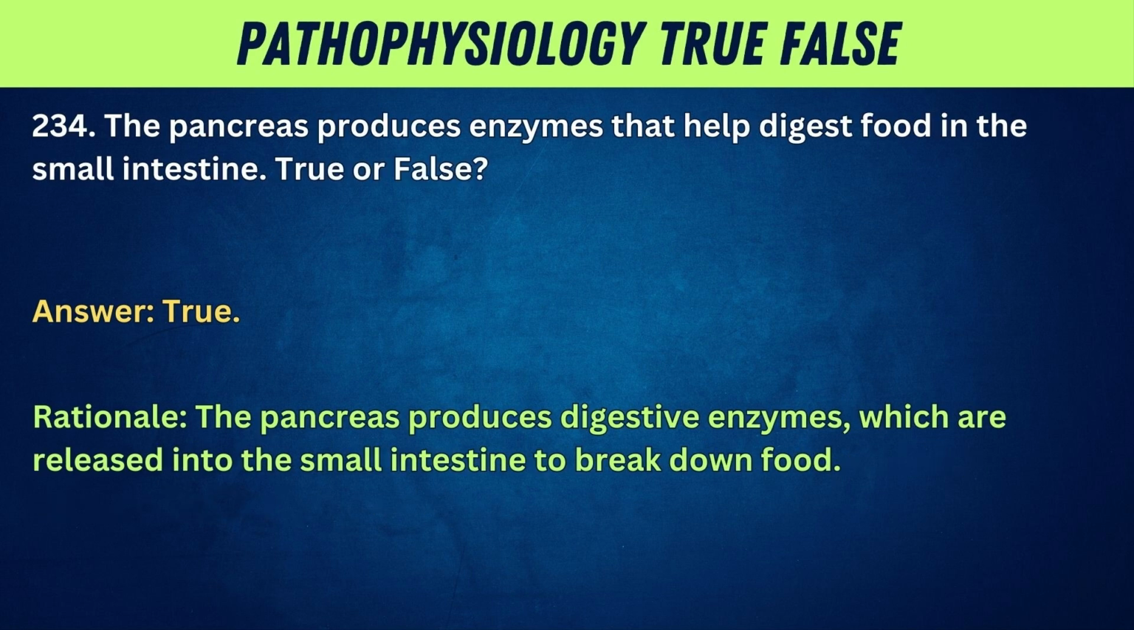234. The pancreas produces enzymes that help digest food in the small intestine. True or false? Answer: true. Rationale: the pancreas produces digestive enzymes, which are released into the small intestine to break down food.